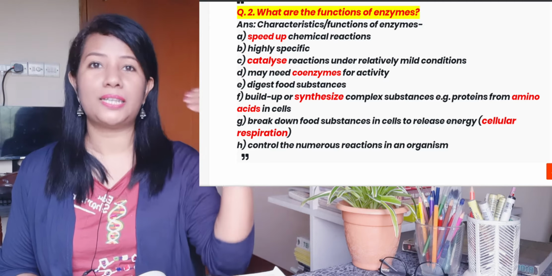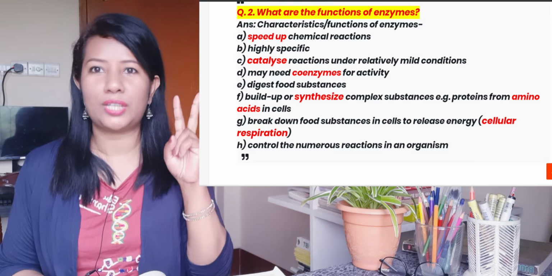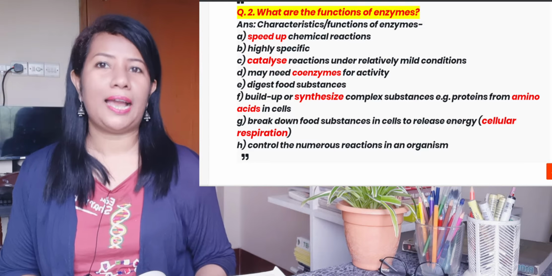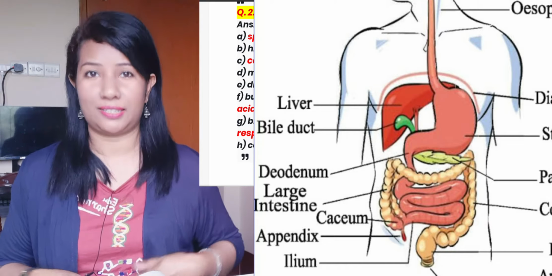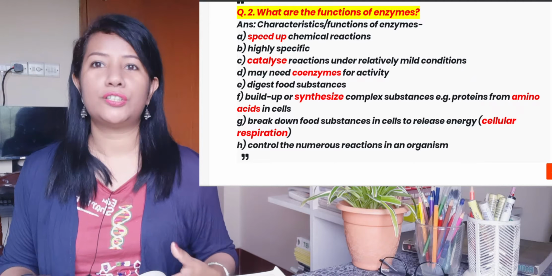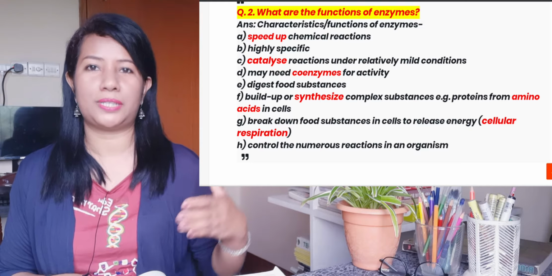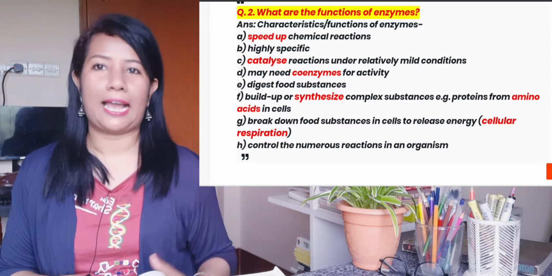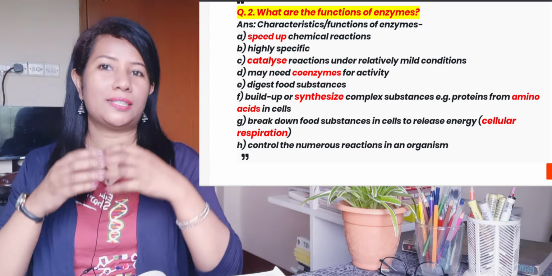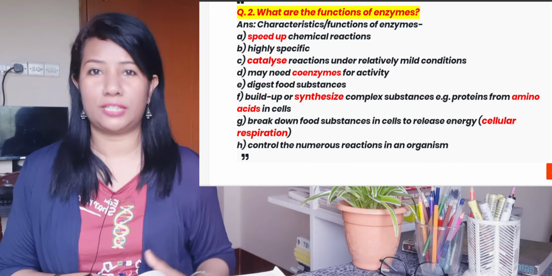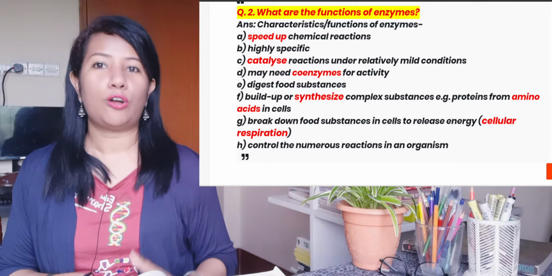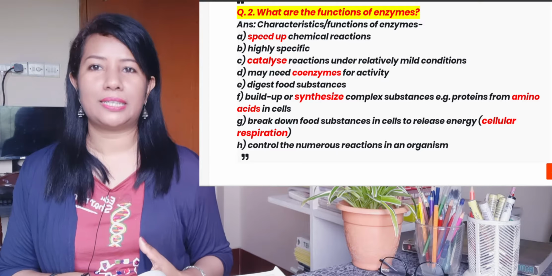What are the characteristics and functions of enzymes? Number one, they speed up chemical reactions. Number two, they are highly specific and digest food substances. That means whenever you eat something, enzymes help to digest your food and break down food substances in cells to release energy. They also build up, that is synthesize, complex substances, for example proteins from amino acids in cells, and control the numerous reactions in an organism.